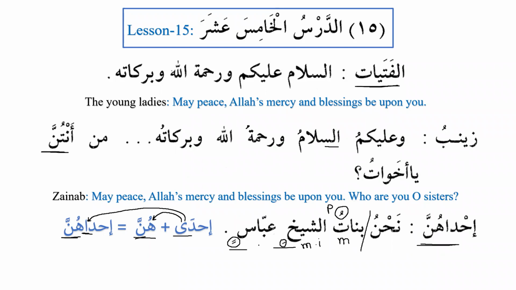Now we have learned that the noun is majroor for two reasons: when it comes after harf jar, and when it is mudaf ilayh. Now the third reason, which we have seen today, is that it is also majroor if it is the badal of a noun, and the noun that comes before it is also majroor. So this is majroor, and that's why this is also majroor. I hope inshallah it's clear. So one of them says, we are the daughters of Sheikh Abbas.